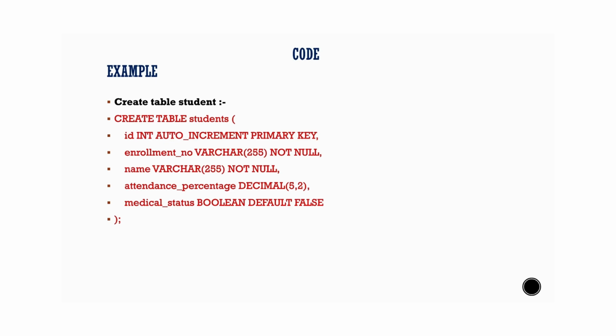This slide presents a MySQL code example for creating a table. This SQL command creates a student table with various fields: ID, enrollment number, name, attendance, medical status. This structure allows you to efficiently store and query student data in your application.